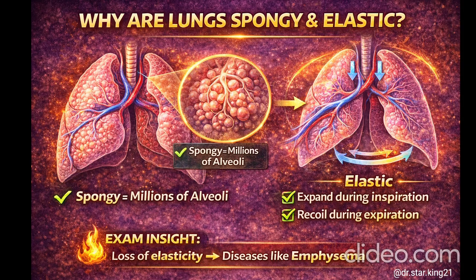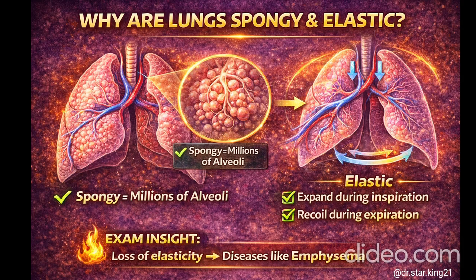Many people think, why are the lungs spongy and elastic in nature? The lungs are described as spongy because they are filled with millions of tiny air sacs called alveoli, and they are elastic because they must expand during inspiration and recoil during expiration. Most people will ask, what is inspiration? Inspiration means inhalation of air. What is expiration? Expiration means exhalation of air. What is meant by recoil? Recoil means coming back to the same position.